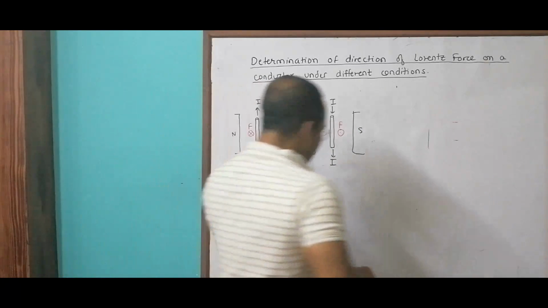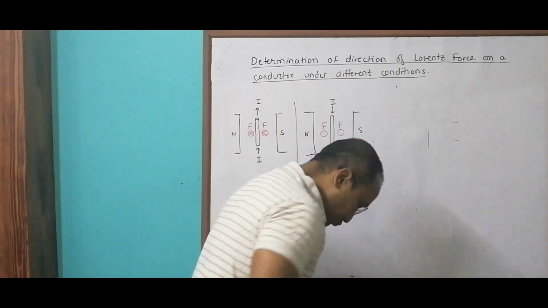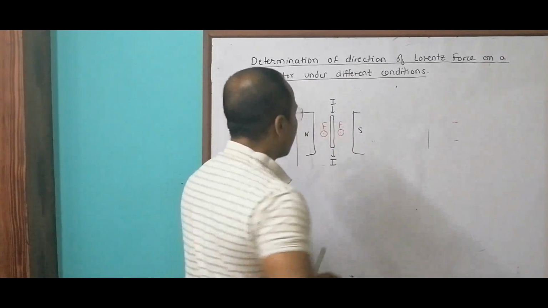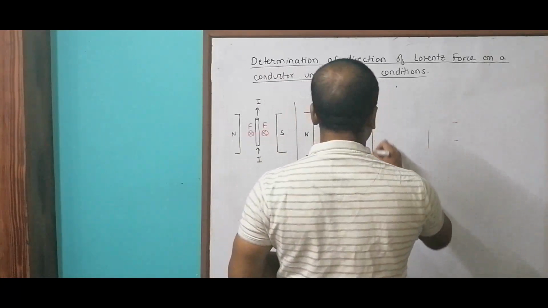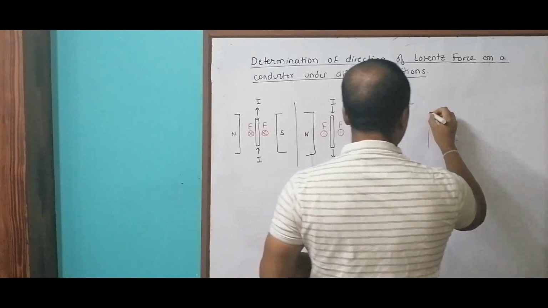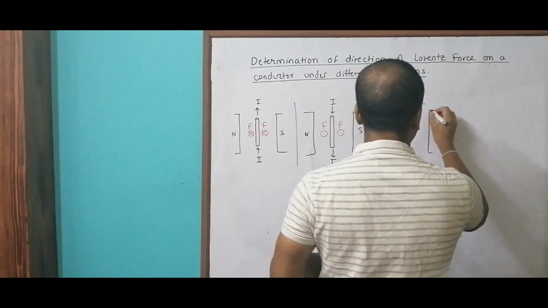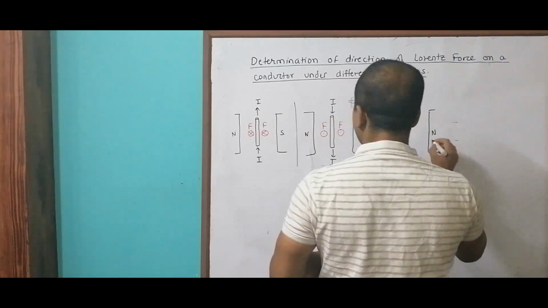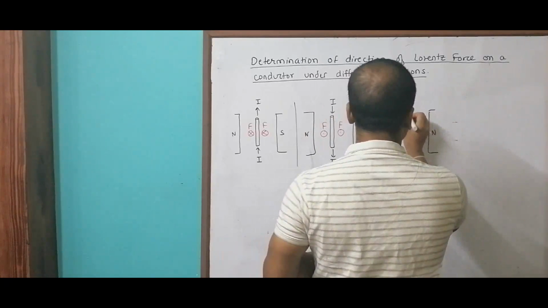Again, I dropped the marker. So again I'll have like this. So this is N, then I have got the conductor like this.